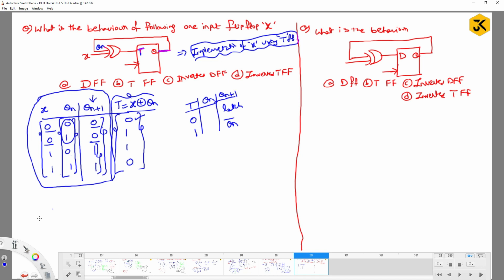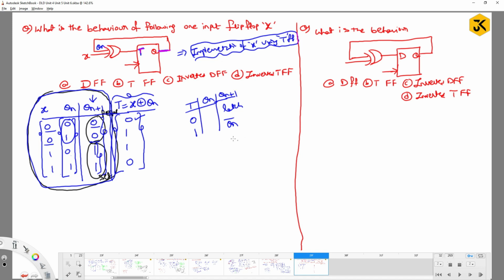So I can say this is a kind of reset mode, and this is a kind of set mode. But they have not given options like that. They have given some different manner, such as a D flip-flop. So can I say this is acting as a D flip-flop? Yes, this is acting as a D flip-flop.